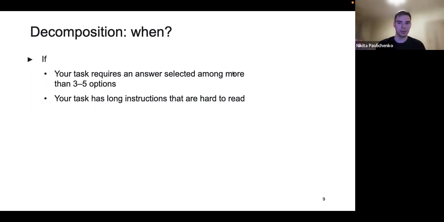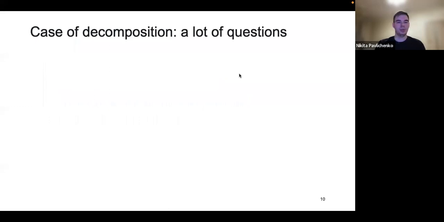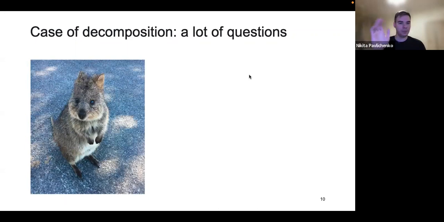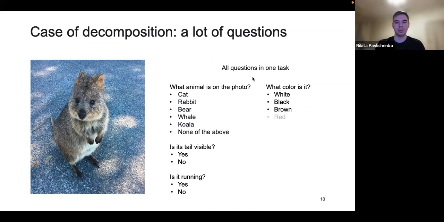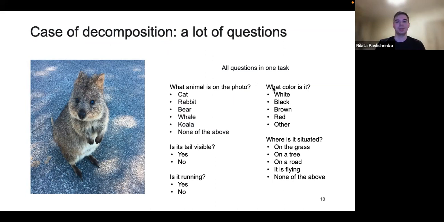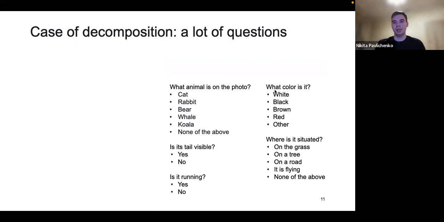Okay, so let's take a look at some cases of decomposition. First one: we have some image and we want to ask a lot of questions. What animal is in the photo? Is it visible? Is it still visible? Is it running? A lot of questions. So you usually cannot ask so many questions in a single task. So you run a separate task for each question.